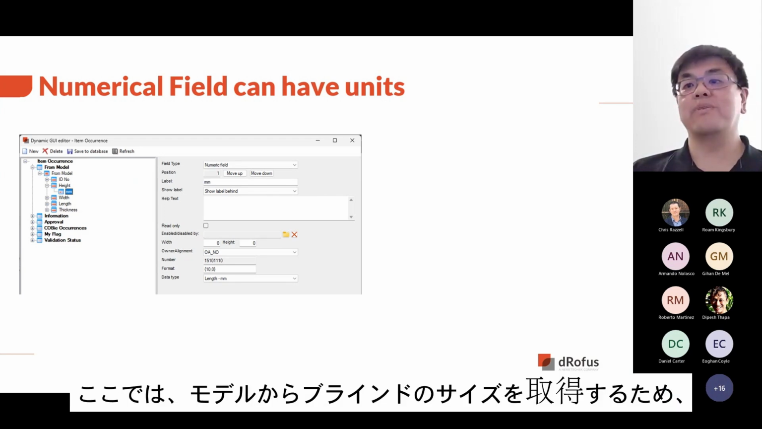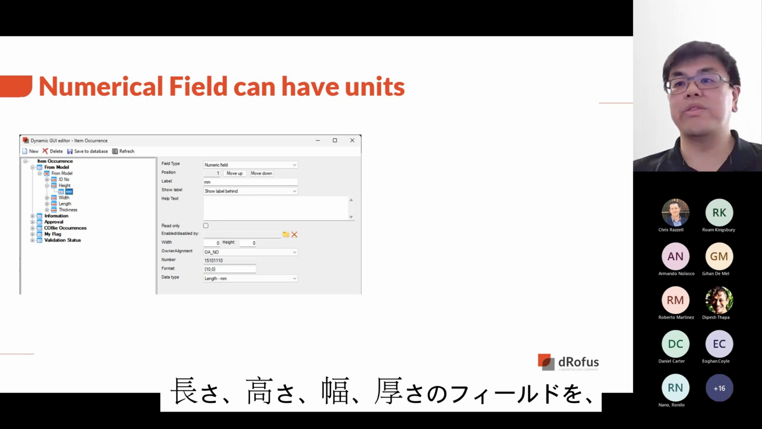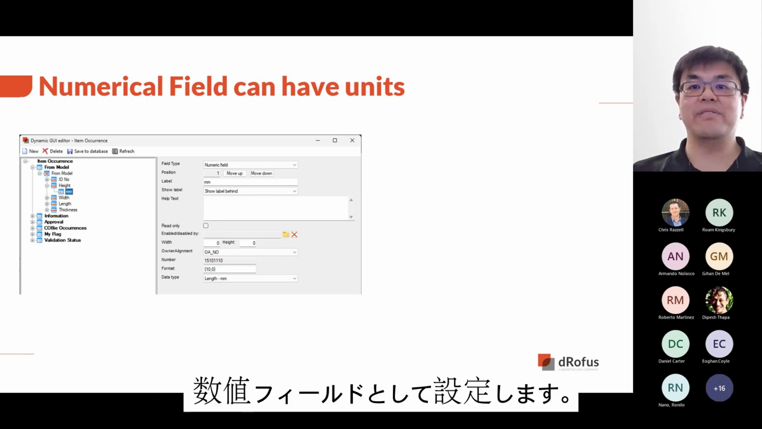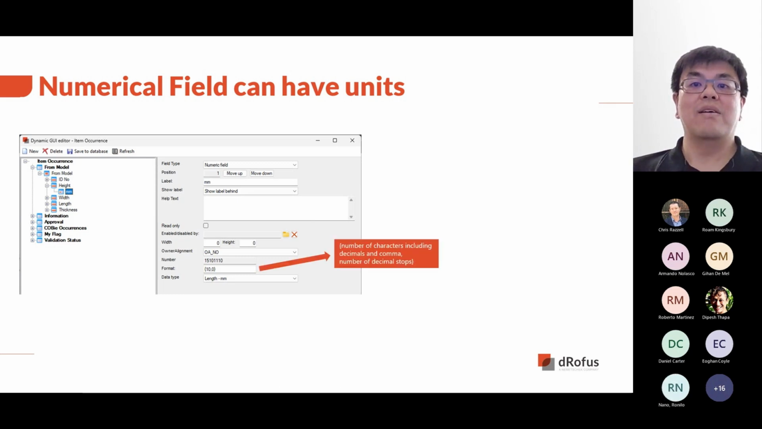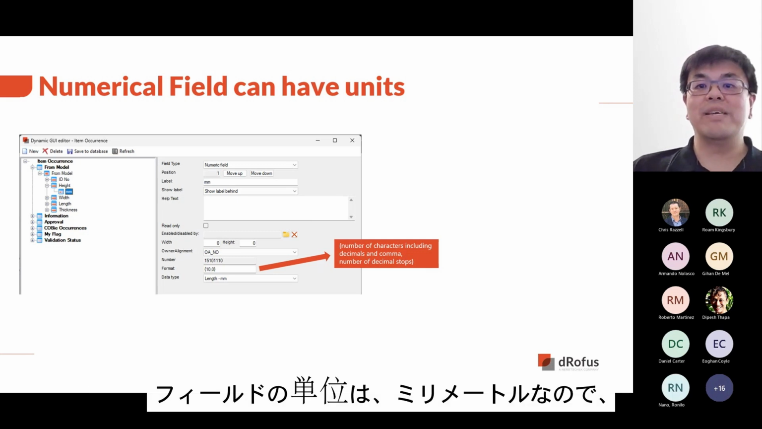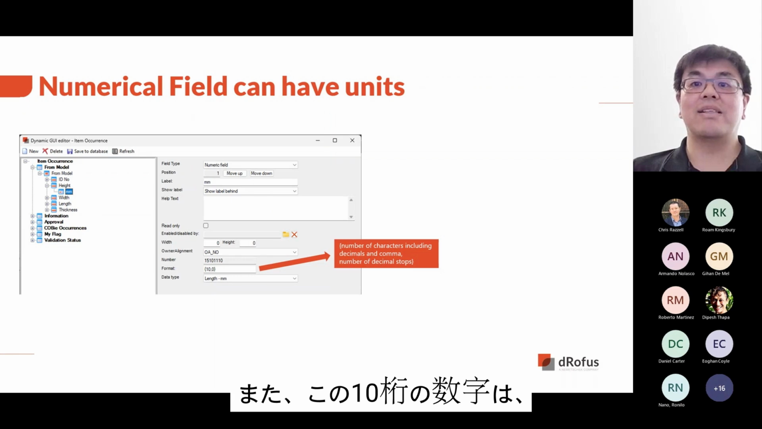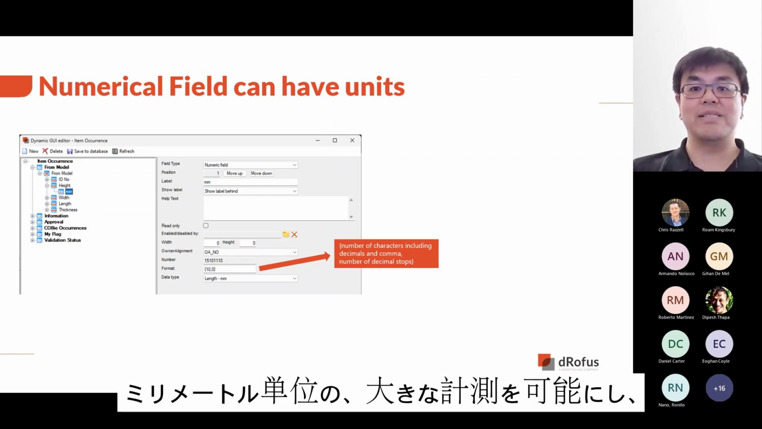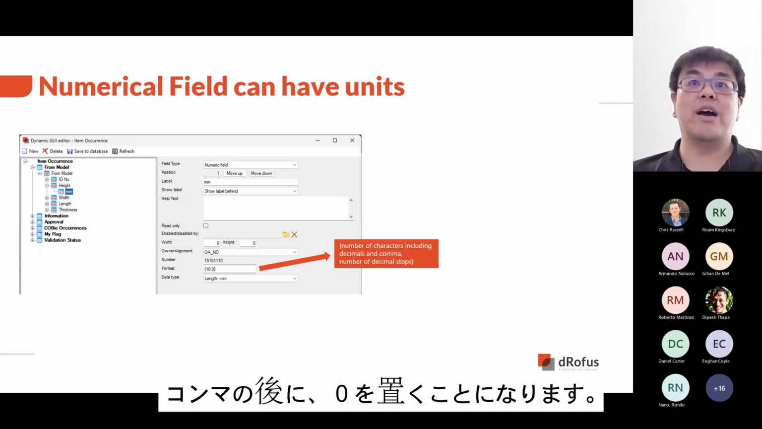As we are getting the size of the blinds from the models, we will set up length, height, width, thickness fields as a numeric field. There are a few settings for this number field. First is to set the format in terms of the number of digits and decimal places. As the unit of the field will be in millimeters, we'll allow 10 digits and no decimal places. The 10 digits allows a large measurement in millimeters, and as there are no decimals within the millimeter unit, we will have a 0 after the comma.